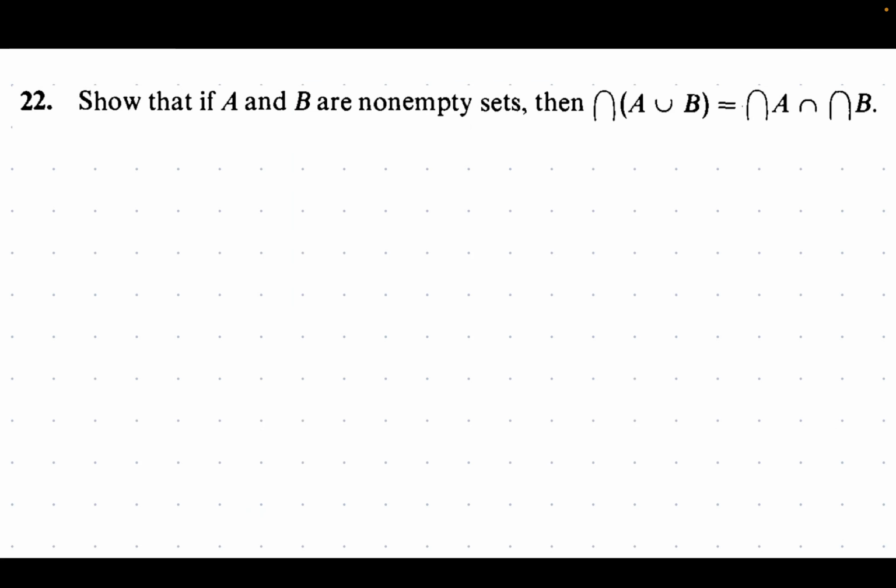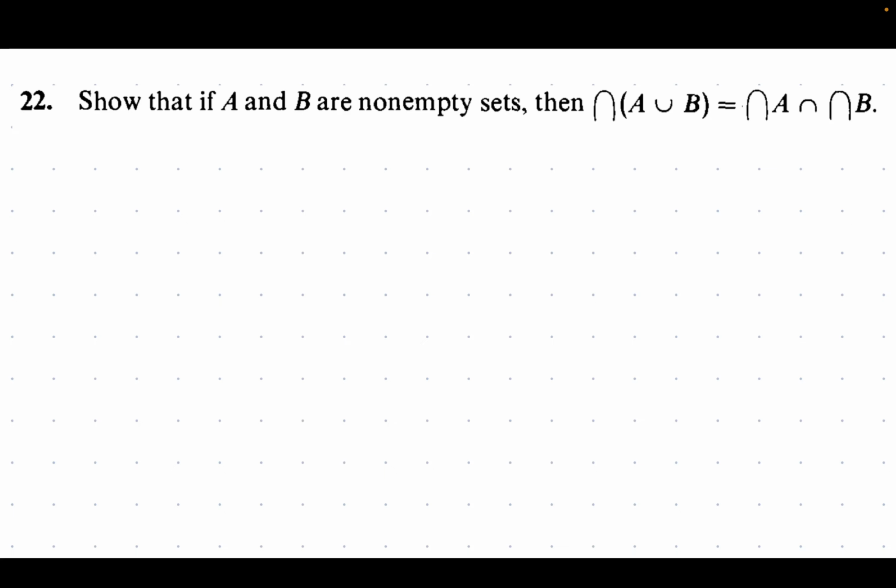Chapter 2, Exercise 22. Show that if A and B are non-empty sets, then the intersection of A union B is equal to the intersection of A intersect the intersection of B. Right, so I don't think we've seen, at least in the videos I've done, this symbol right here. It's pretty much like the arbitrary union of sets, only that you're doing it with intersection. That doesn't tell you much.